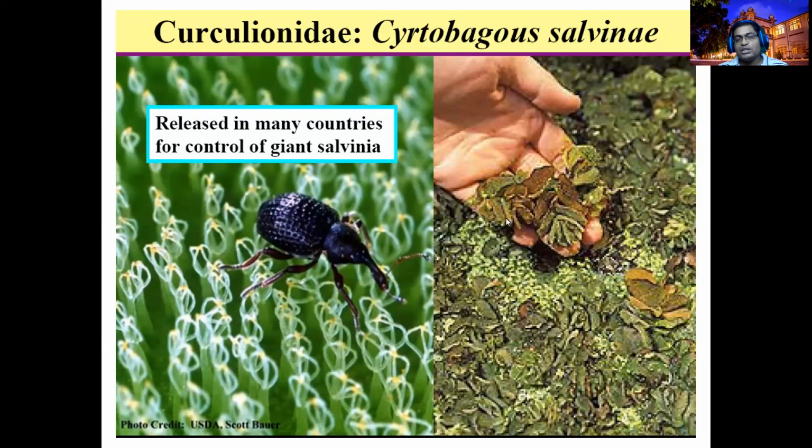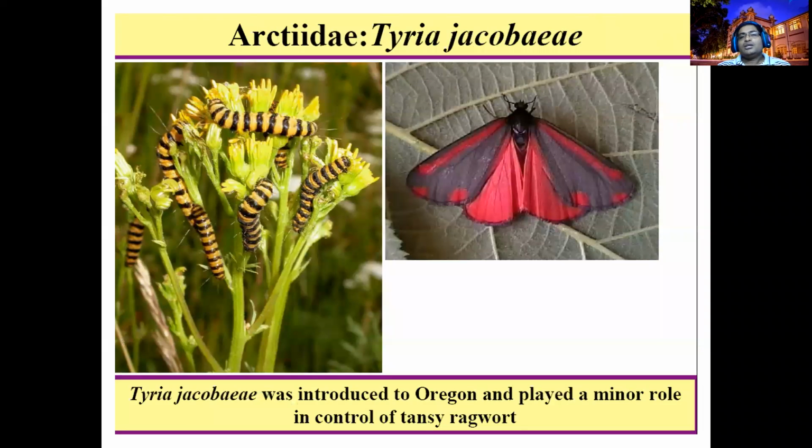We call it Cryptobagous salviniae. It is also introduced in Sri Lanka. It is very successful. Nowadays, you cannot find much salvinia in the water bodies. It has been controlled. Salvinia molesta is the weed name. To control Salvinia molesta, they introduced a weevil, Cryptobagous salviniae. This belongs to the Coleoptera.